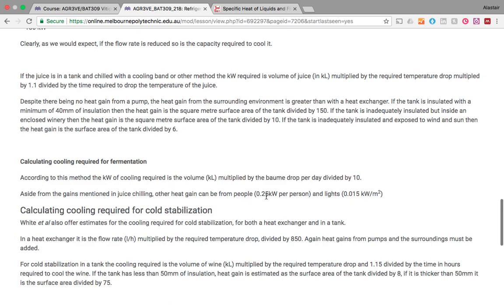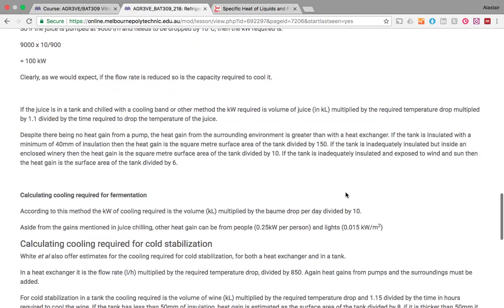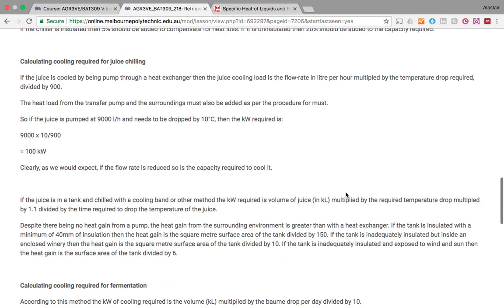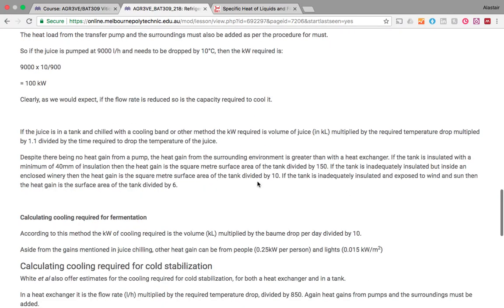Other heat gain can be from people and lights. All right, so if there's a person in the winery, you've got to add 0.25 kilowatts of cooling power required. And if there's lights, it's 0.015 kilowatts per square metre of tank area. We'll get to that one later. Let's just work it out for the ferment.